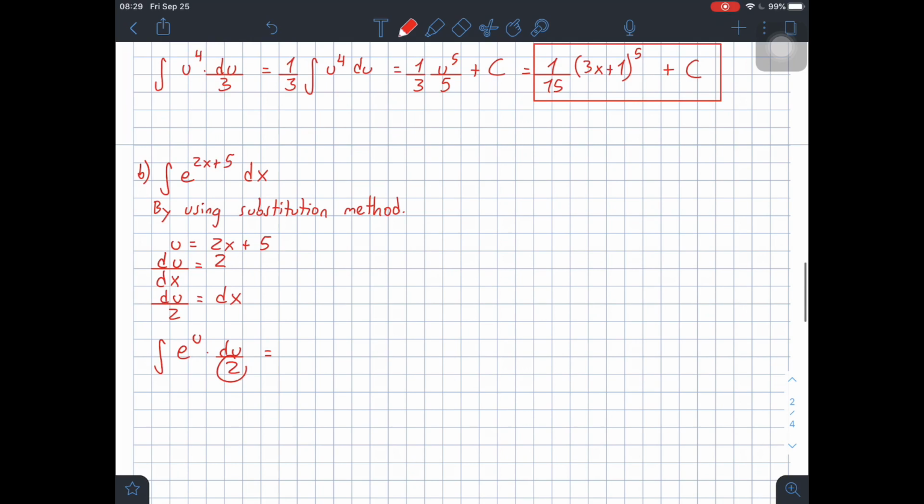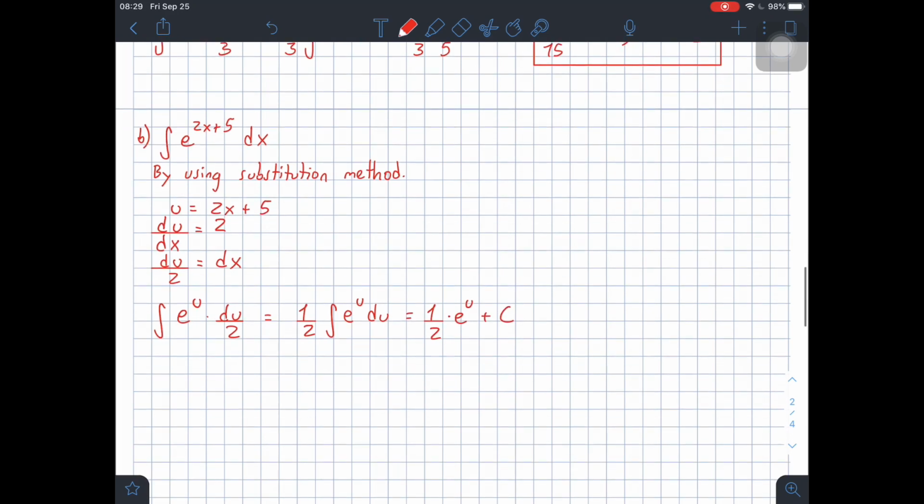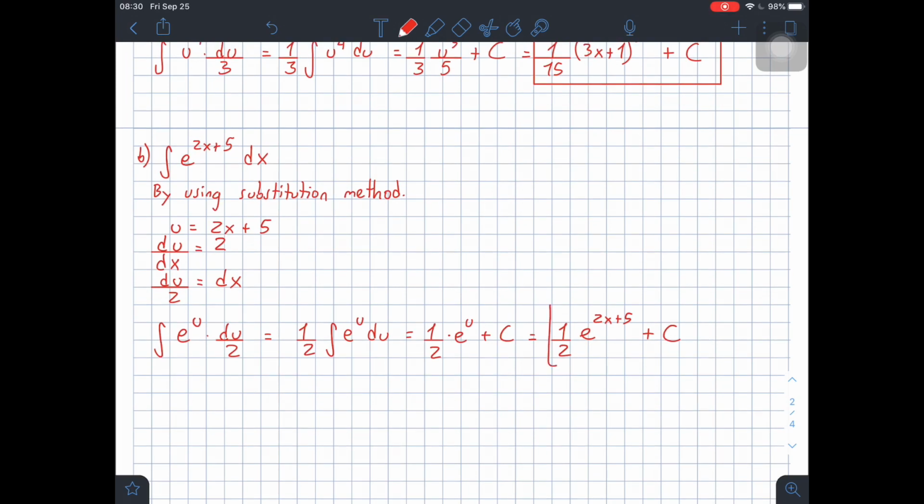So I see that I can take this 2 outside of the integral. This would be 1/2 times the integral of e to the u du. We already know what the integral of e to the power of u is. It's just e to the power of u. So this is 1/2 times e to the power of u plus c. So we're almost done. The only thing we need to do here is change the variable back to its original expression. u is 2x plus 5. So we replace this and we would have 1/2 times e to the power of 2x plus 5 plus c. And this would be the integral of this expression.